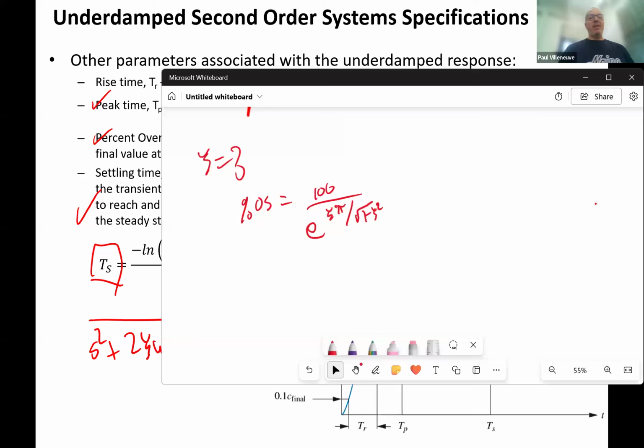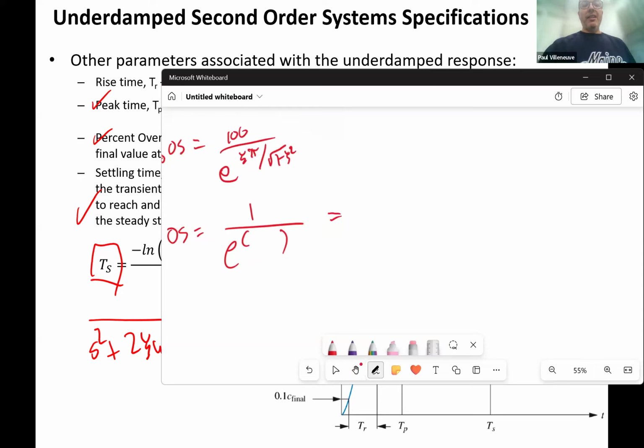Now I'm going to get rid of my 100. So overshoot is equal to 1 over e, and I'll just be lazy and do that. Okay. Now I'm going to move the e to the other side and the overshoot to the other side. So e to the whatever is equal to 1 over the overshoot, right?